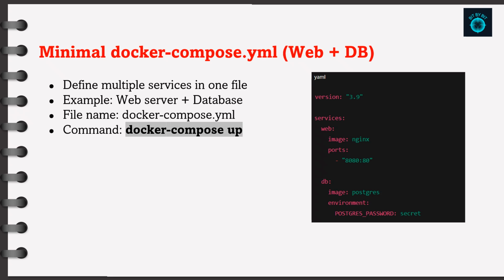To run this setup, we save the file as docker-compose.yml. Then, in the same folder, we run the command docker-compose up. Docker will start both the web server and the database, and automatically create a network so they can talk to each other. This is the simplest form of Docker Compose, but it already shows its power.